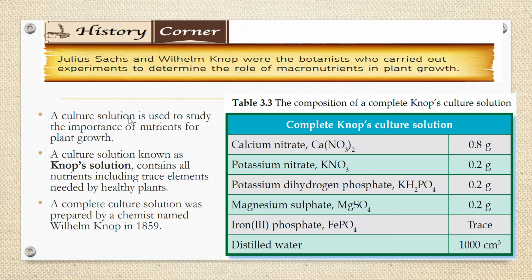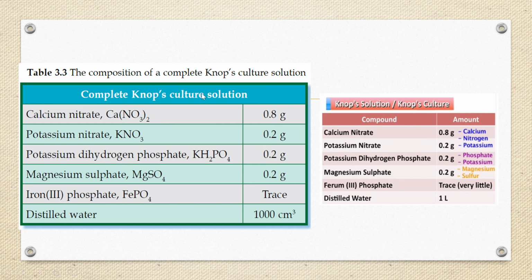Okay, so culture solution, what's the function? It is to study the importance of nutrients for plant growth. And the chemist's name that prepared this solution is Wilhelm Knop, and that tells you why it is called Knop's solution. Okay, this again the composition, the same table just now. So if I am to break it down, calcium nitrate, so that means it consists of calcium ion, nitrogen ions. Okay, if it is potassium nitrate, potassium ions, calcium, nitrogen, potassium, all these three ions are present in these two solutions. So you ask yourself again, calcium, nitrogen, potassium.